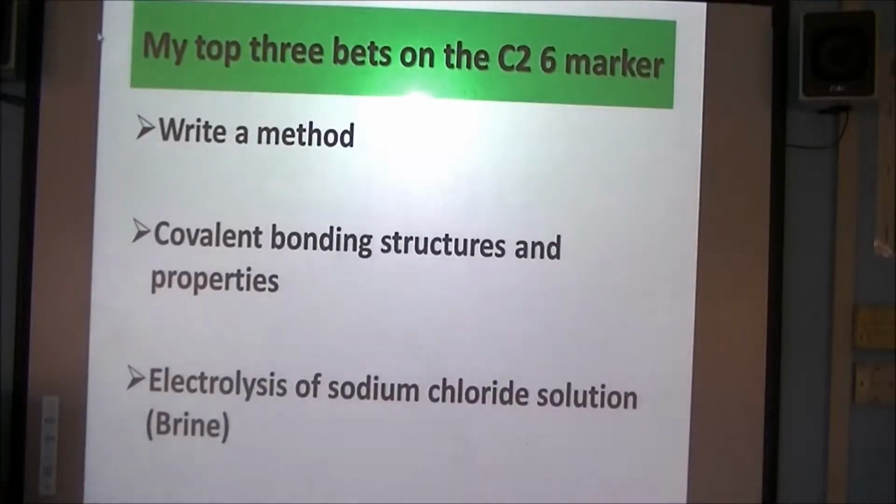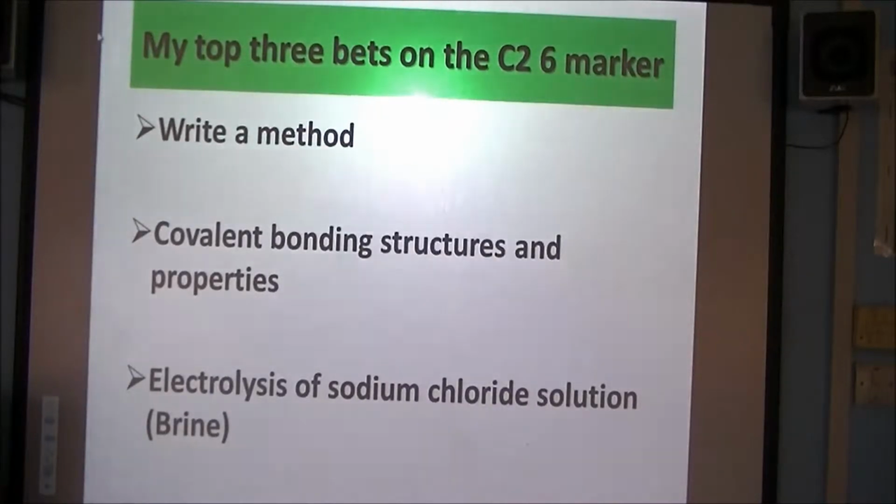As I said, we're trying to take some bets on what we think the 6 marker would be. Obviously, we hope that you've prepared absolutely everything, so that no matter what came up, you are going to be able to answer it. But obviously there's a limited amount of time left, so you've got to try and be a little bit clever about it. Now, I don't have any magic formula. I've got no idea what is going to be on that paper.